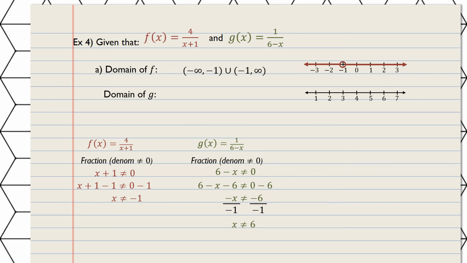So on the number line, we know that at the value of 6, we will have a hole, or an open circle. But all the other numbers we can use, which means I can shade to the left of 6 and shade to the right of 6. And so now that we can see our number line, we can now confidently write our interval notation as negative infinity to 6, union 6 to infinity.